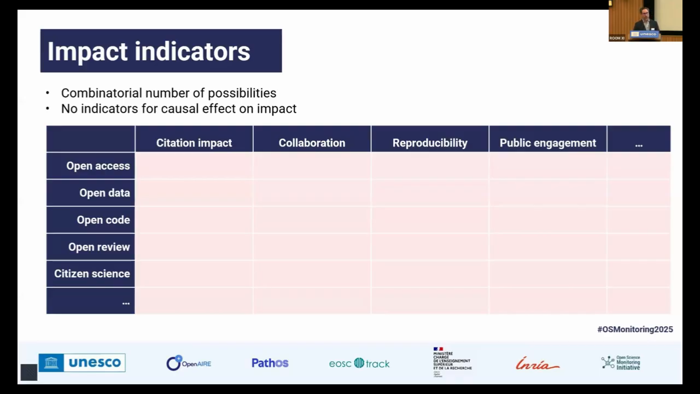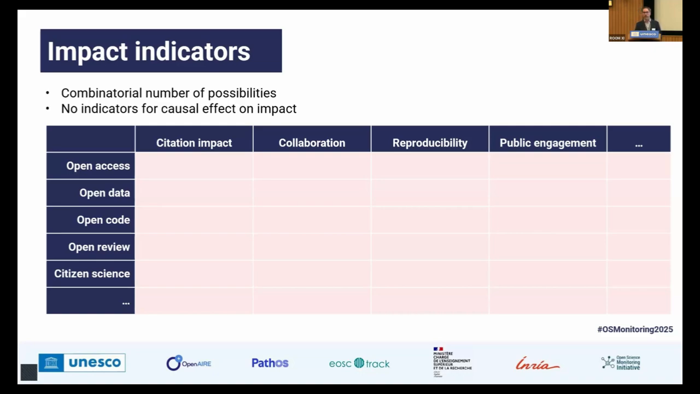But many of these things are combinatorial and tricky to make sense of. If we look here at the different rows, we see open access, open data, open code, and all of these can have different potential impact on all of these different things that we're interested in: citation impact, collaboration, reproducibility, public engagement, etc. All of these things are very tricky to make stick in terms of a causal argument, right?